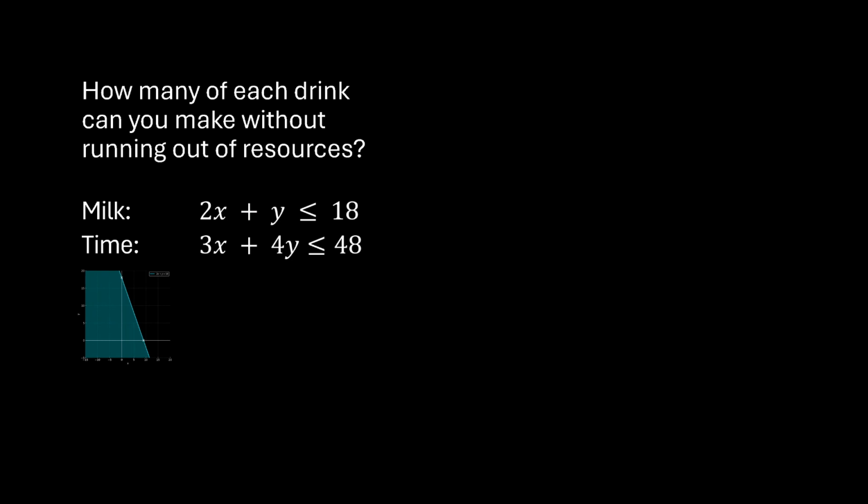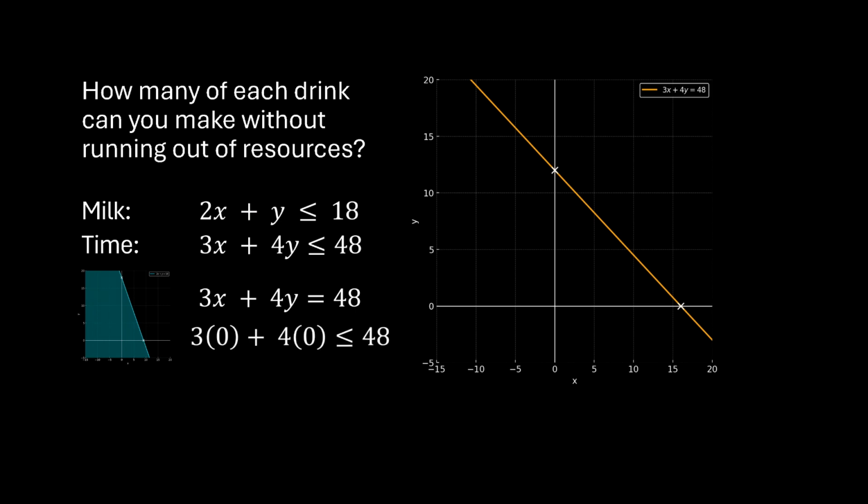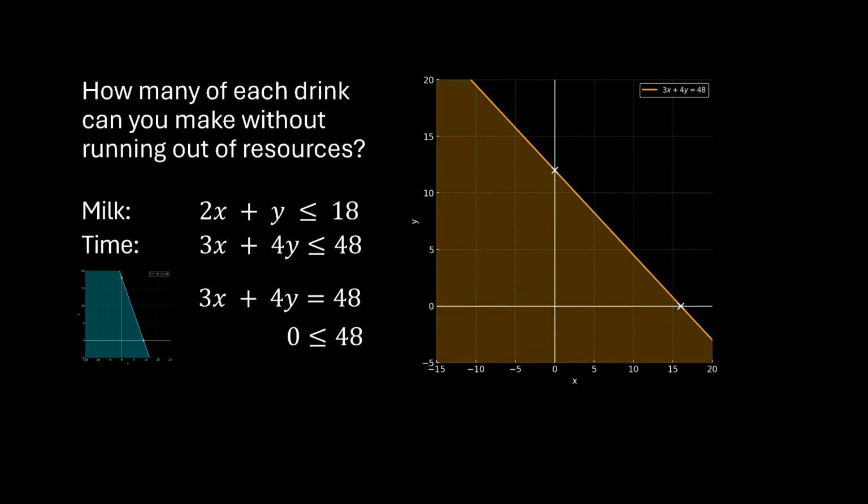Graphing the time constraint may proceed similarly. We write it as an equation, and the intercepts are (0, 12) and (16, 0). Draw the line, and use the origin as a test point. 0 is less than or equal to 48. True again. So we shade the side with the origin.